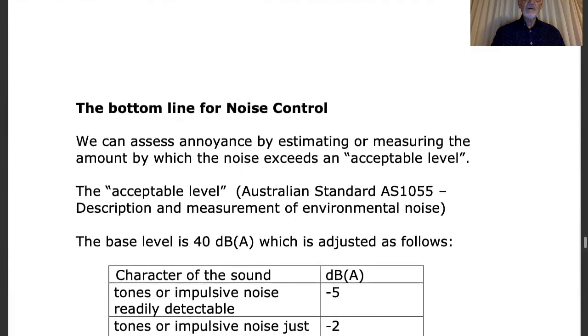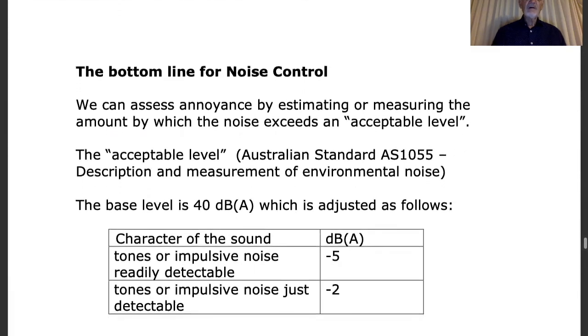And now we come to look at what I call the bottom line for noise control. And this is set out very nicely in Australian Standard AS 1055. And it works this way. You start off with a base level of 40 dBA, and then you adjust it. That's chosen as being a quiet, rural background noise level.